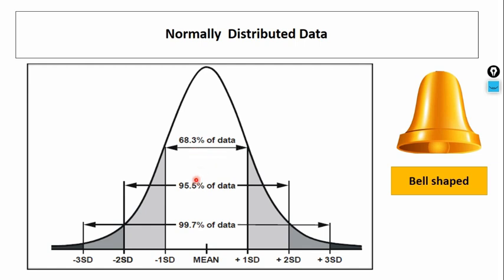68.3% of the data should lie between mean minus one standard deviation and mean plus one standard deviation, and 95.5% of the data should lie between mean minus two standard deviations and mean plus two standard deviations, and 99.7% of the data should lie between mean minus three standard deviations and mean plus three standard deviations. If the curve of my data set looks like this, then my data set is normally distributed. But how can I assess whether my data is normally distributed?